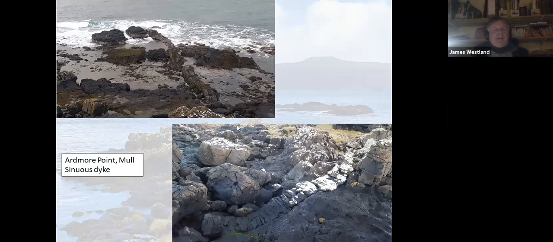So these were straight dikes. This one here that you can see is a sinuous one. This is at Ardmore Point in Mull, and it's following a sort of twisting path. I mean, it all depends on the rock that it's getting intruded into, if it offers much resistance or whatever. But they'll find their way through. So some of them are quite curvy like this.